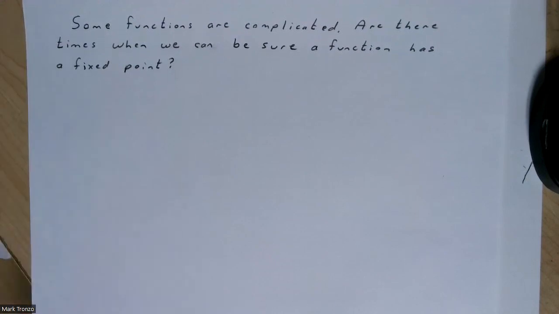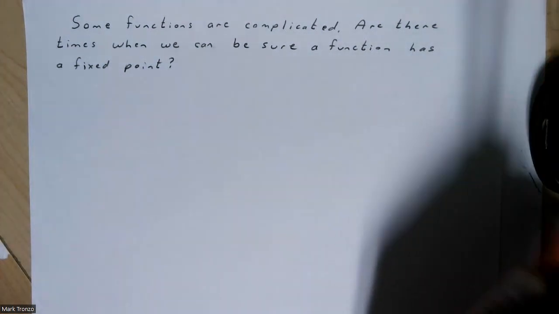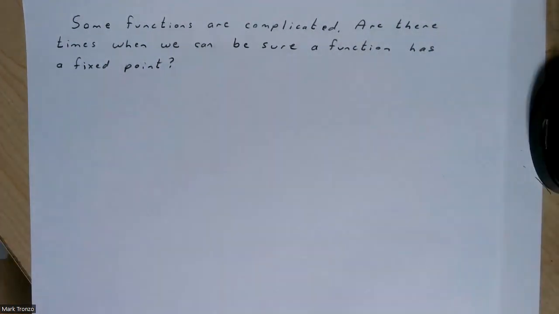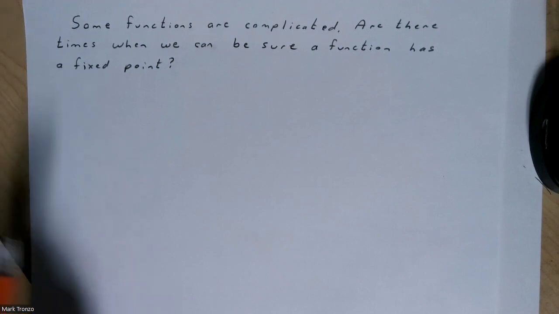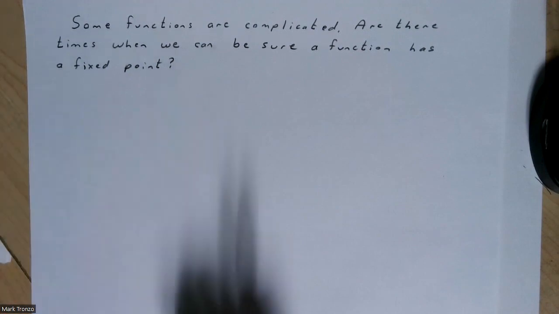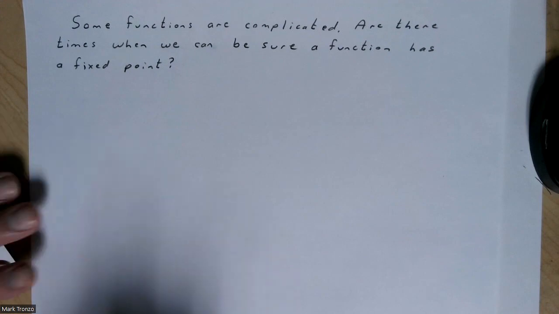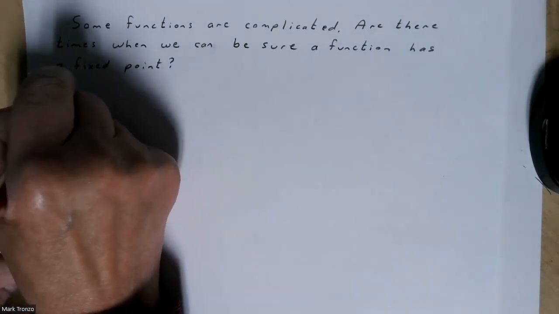Now, some functions are complicated, so the question is, are there times when we can be sure a function has a fixed point? So for example, sometimes we're not going to be able to find the fixed point by the methods that we have. So are there times when we can be sure that there is one? And again, this is something that can be very important in more advanced math, so we're going over it here. And there's a theorem that we have.